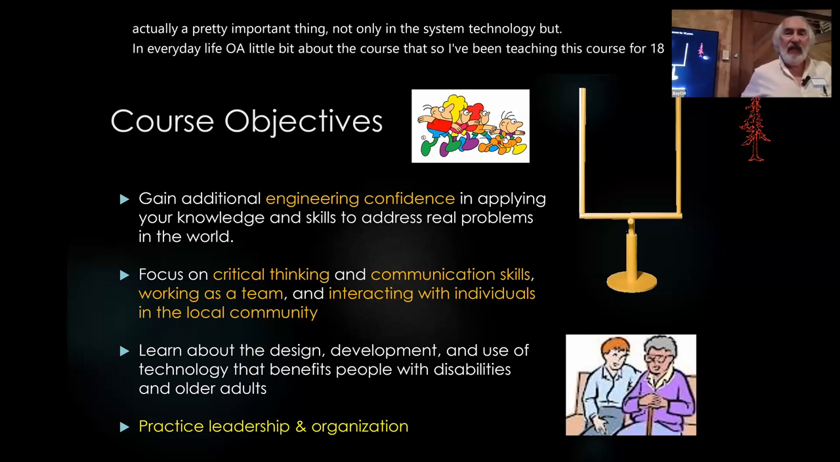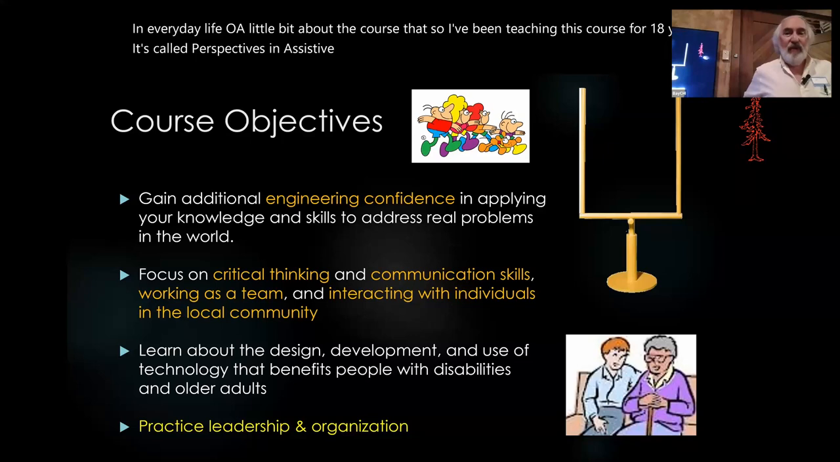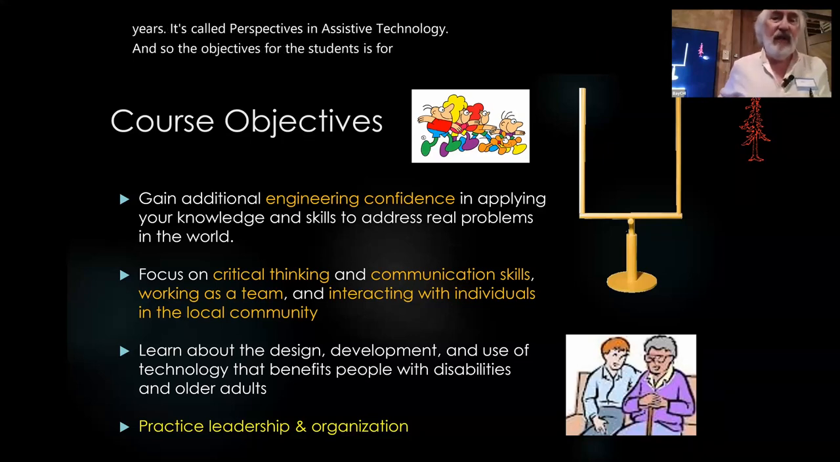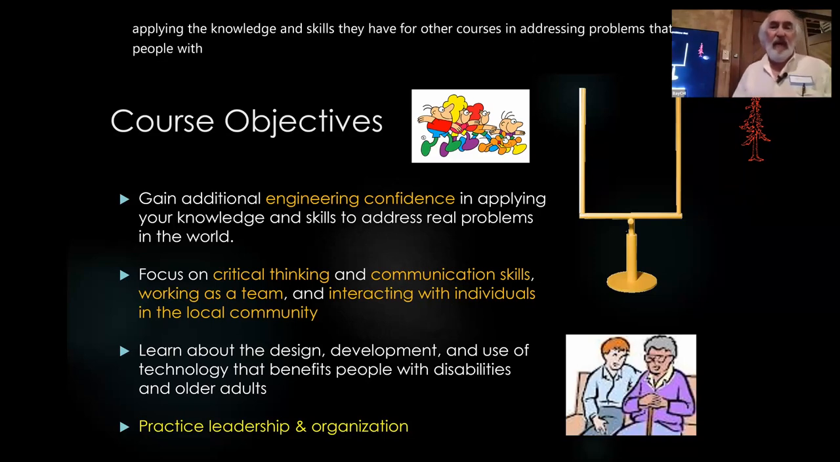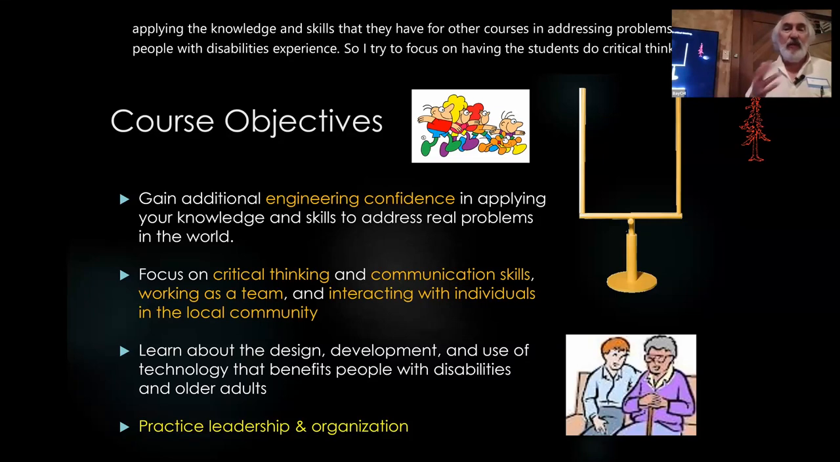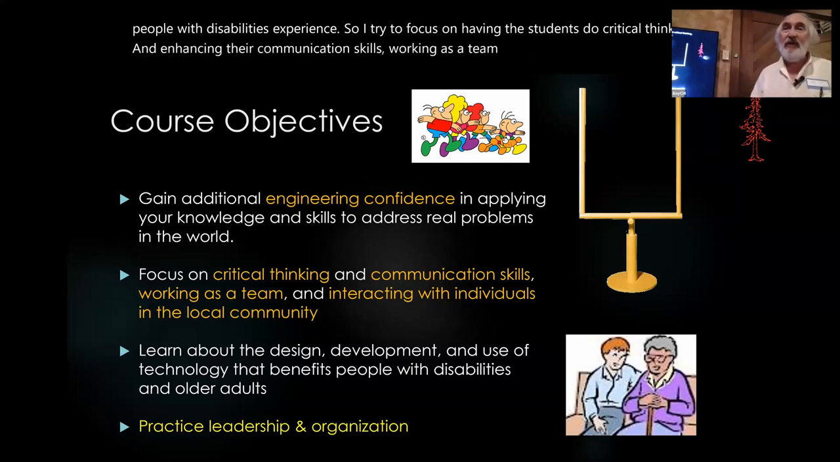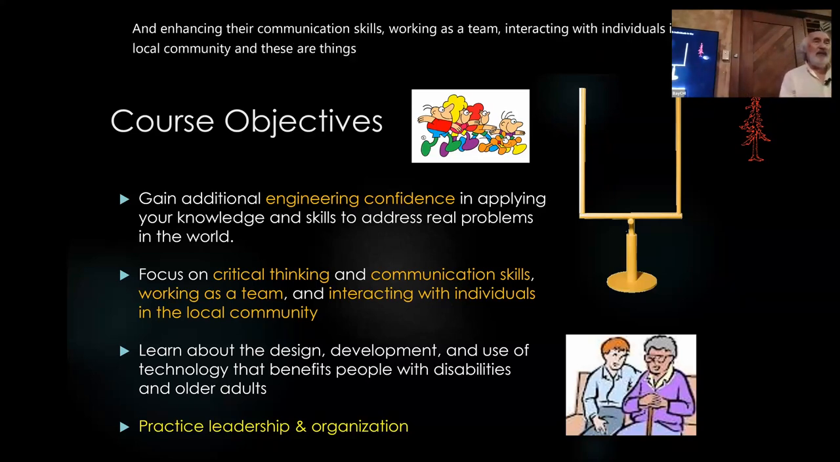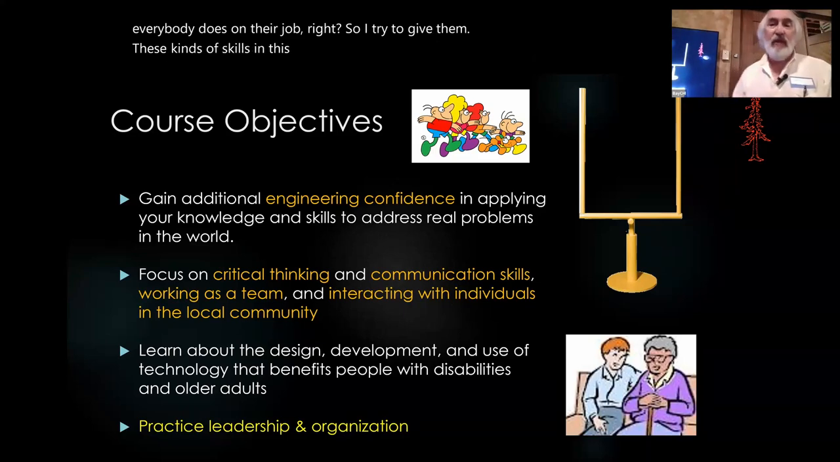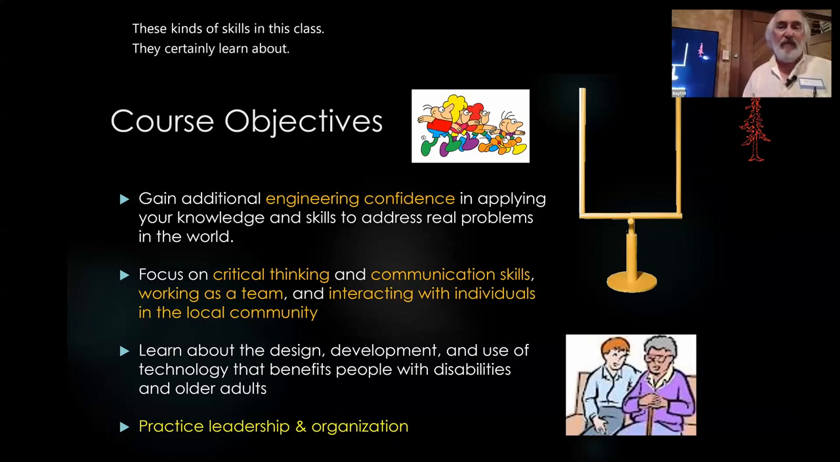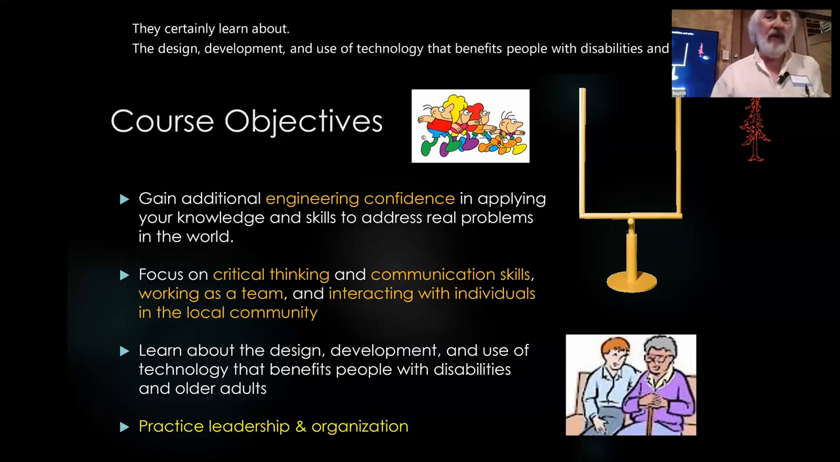It's called Perspectives in Assistive Technology. The objectives for the students are to gain additional engineering confidence, applying the knowledge and skills that they have from other courses in addressing problems that people with disabilities experience. I try to focus on having the students do critical thinking and enhancing their communication skills, working as a team, interacting with individuals in the local community. These are things that everybody needs to do. These communication skills and working in a team and solving problems are things that everybody does on their job, right? So I try to give them these kinds of skills in this class. They certainly learn about the design, development, and use of technology that benefits people with disabilities and older adults. And they practice some leadership skills in their team.